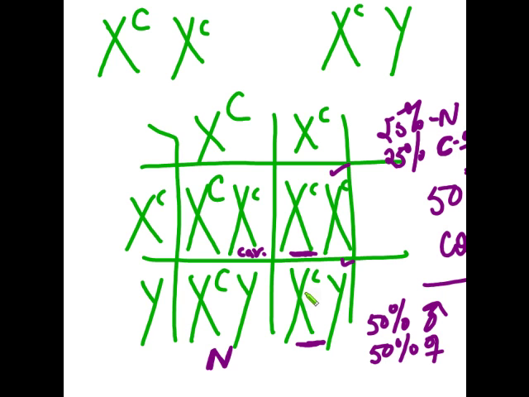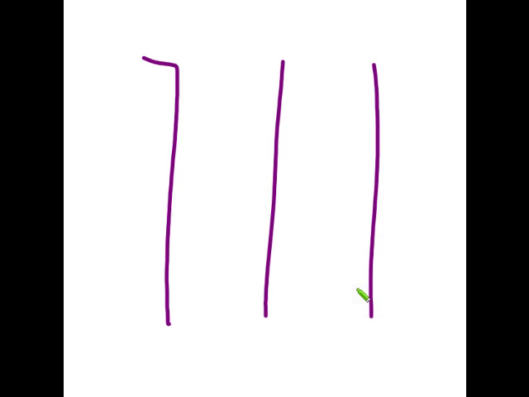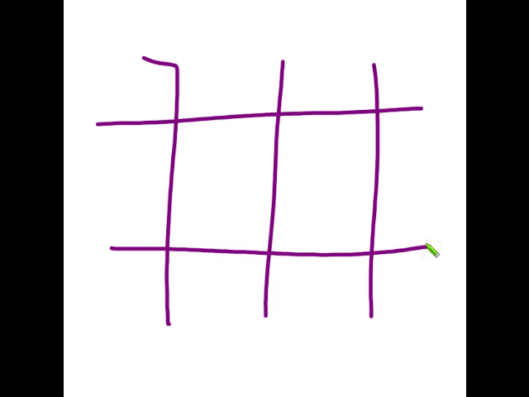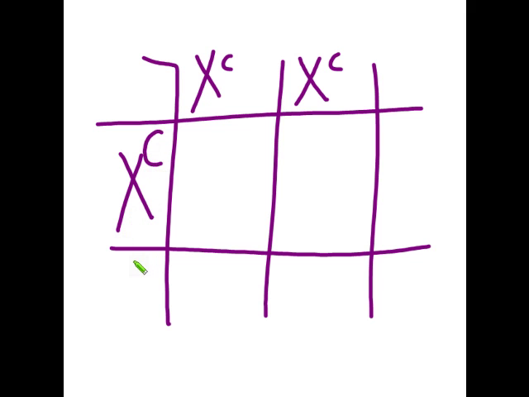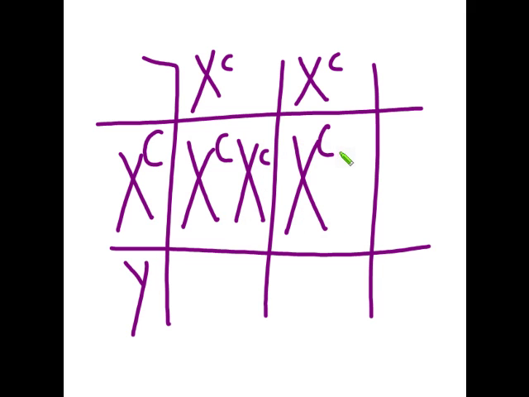So this is how you're going to do sex-linked inheritance. I can give you another example where, let's say, the mother has the disease but the father is normal. Here is how the Punnett square will work out.